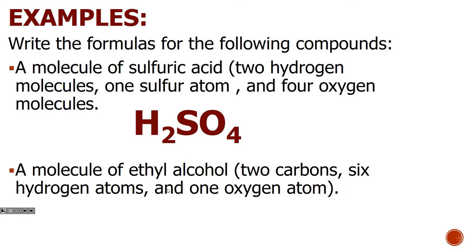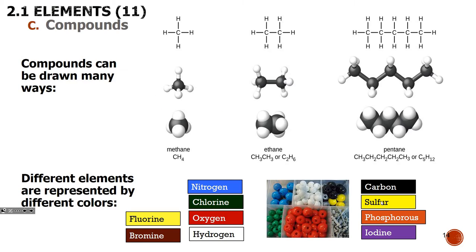2 carbons, 6 hydrogens, and 1 oxygen. And if you came up with this, you're right. Okay, moving forward. When we have elements, we can draw them many different ways. We can draw them in an expanded form, which is this, also known as stick figure or structural formula. We can do it with models, and this is just a regular model, and this is a space-filled model, or we can write it with chemical formula, or we can write it by its name. So there's many different ways that we can write formulas.